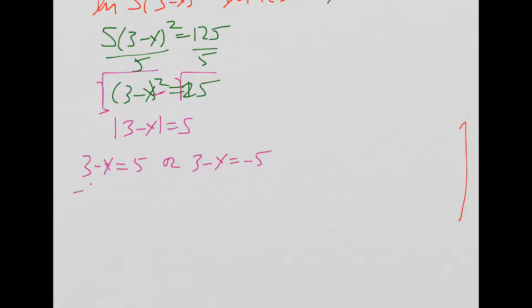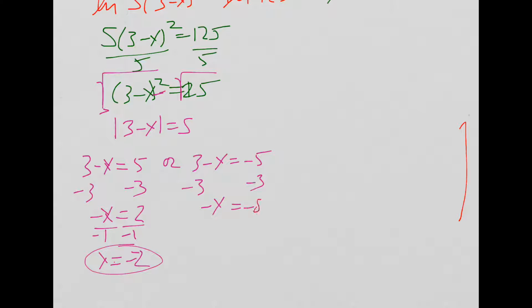So to get these, I'll subtract my 3. Negative x equals 2. So I'll divide by negative 1. And I get x equals a negative 2. One answer. I'll do the same thing here. Subtract 3. Negative x equals a negative 8. Divide by negative 1. And I get x equals 8. So there's my two answers.